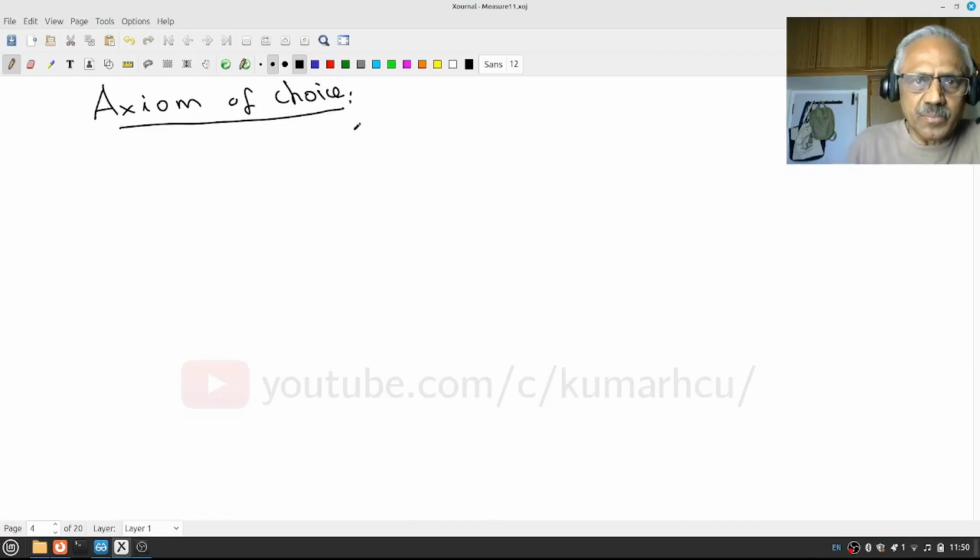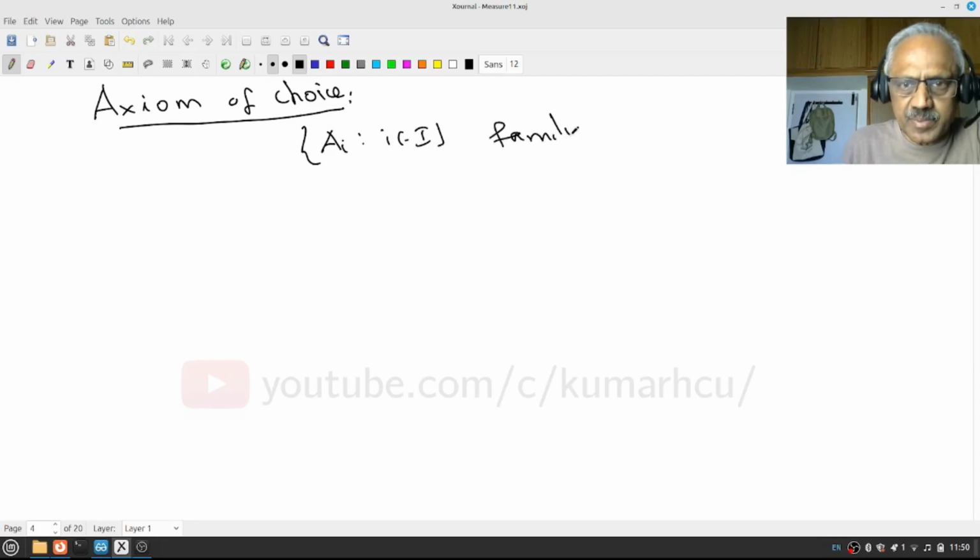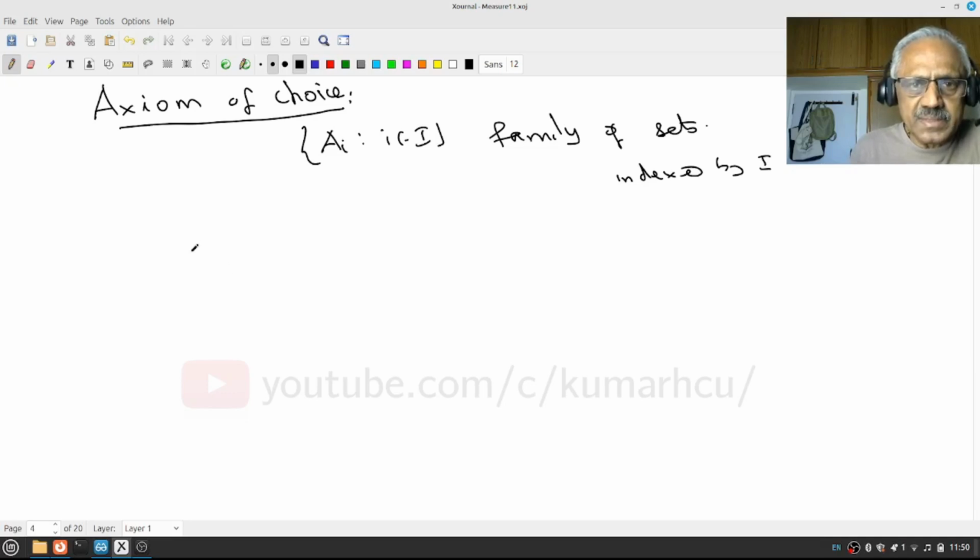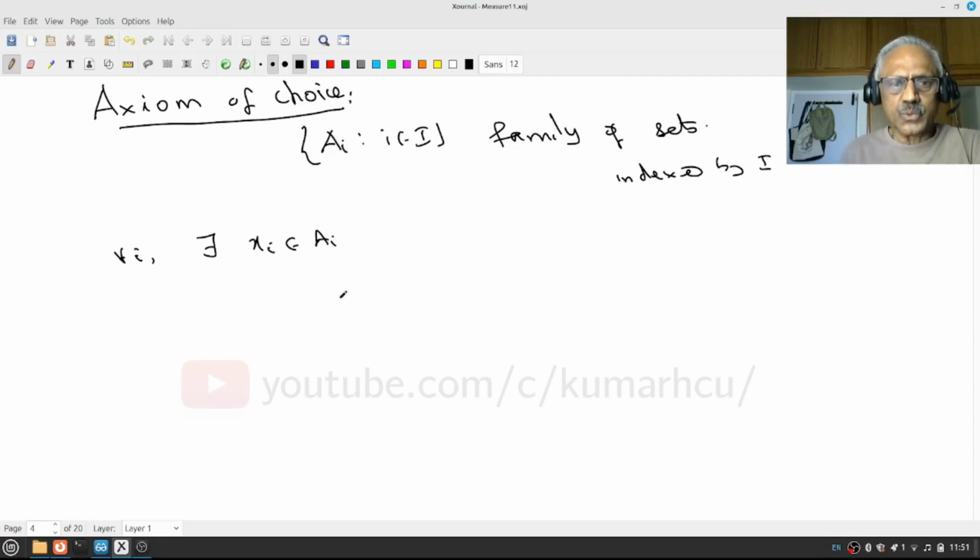So axiom of choice says, suppose A_i is an indexed family of sets, indexed by I. Okay, what it says is, there exists, for each i, an x_i in A_i. Okay, I can choose one element. This looks very obvious, but believe me, there is a bone of contention about this, especially logicians look down upon this in some sense, they are wary of this. Let's not worry about it. Let's go through what it means.